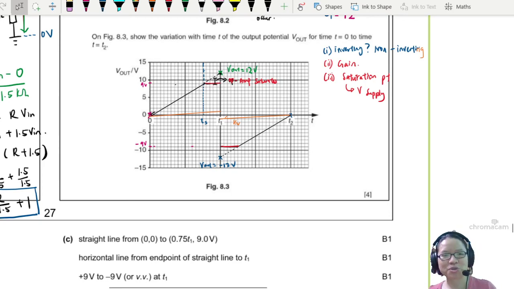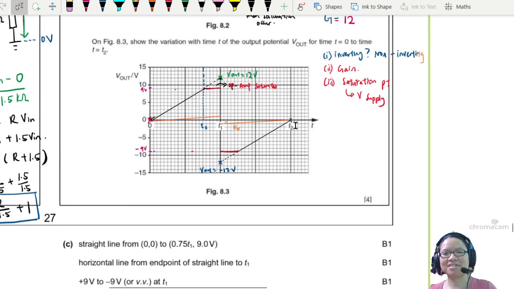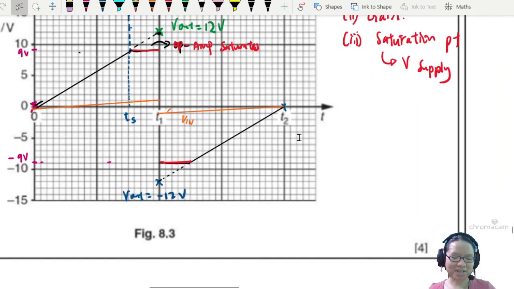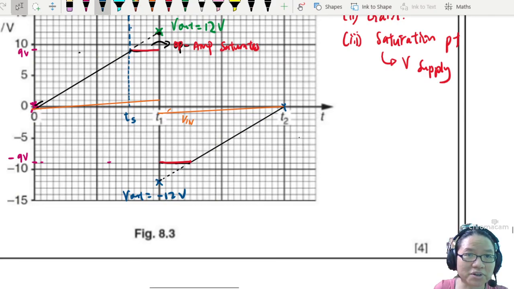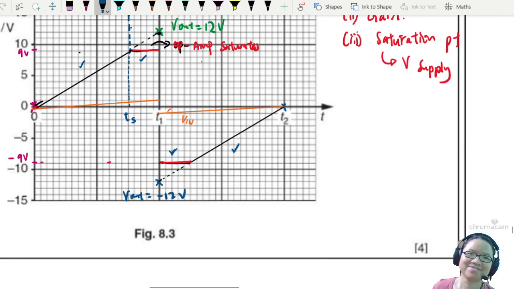The saturation point will change from positive to negative 9 volt. At T1 is 1 mark, and then this line is 1 mark. So essentially, what they are telling you is, boys and girls, I'm very happy to give you 1 mark for each portion of the correctly drawn graph.